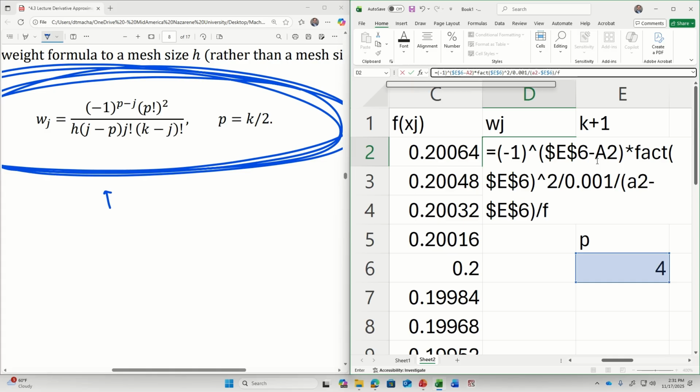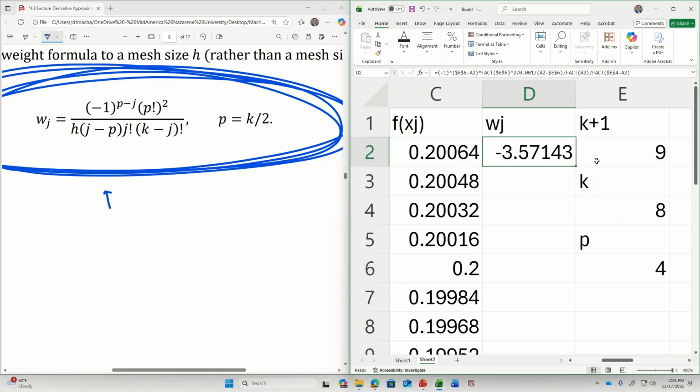and then divide by j factorial, and then divide by the factorial of k minus j. So that's E4 minus A2. Cool, that's my weight.